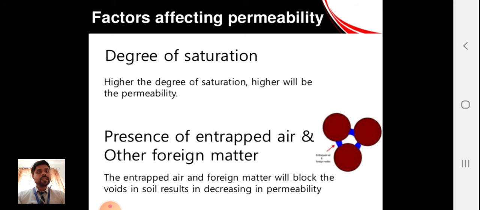Next, presence of entrapped air and other foreign matter. The entrapped air and foreign matter will block the voids in the soil, resulting in decreased permeability. If entrapped air or foreign matter is present between the particles, it will surely decrease the permeability by blocking the flow of the water.